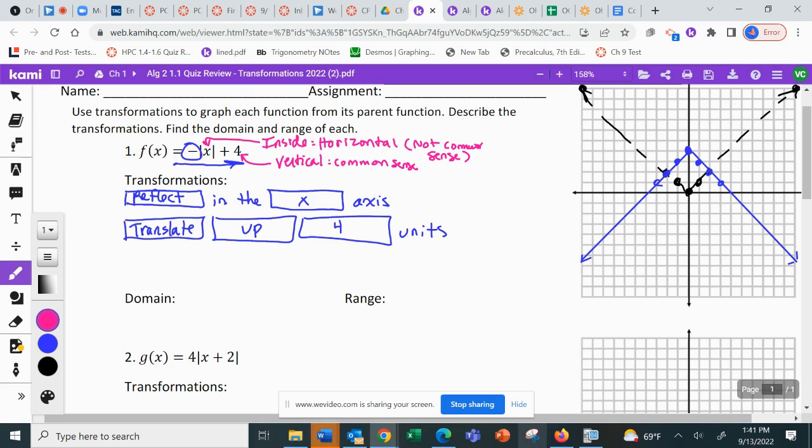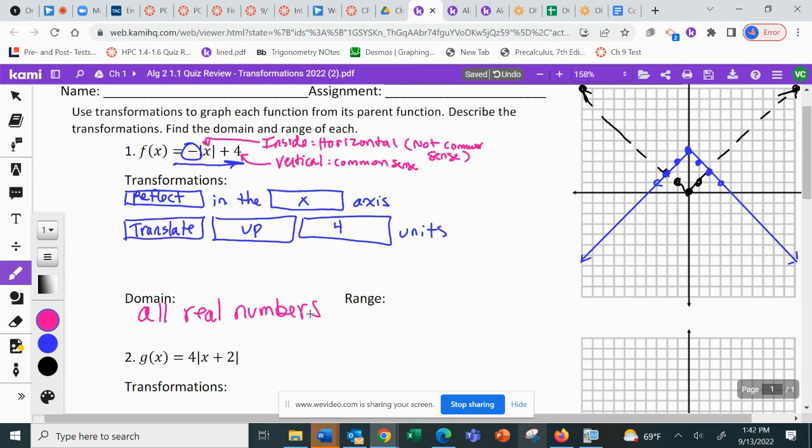Domain means left and right. How far does this graph go if we've got arrows? Left and right, how far does it go? It's everything, all real numbers. So we can either write all real numbers. It takes forever. My hand is breaking because that's so much writing.